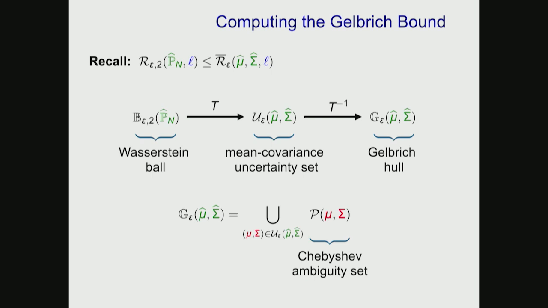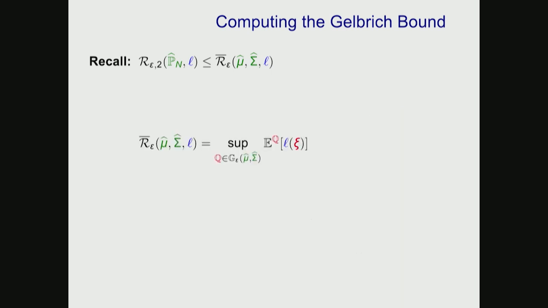Now let's assume for a moment that we denote by P(mu, sigma) yet another ambiguity set. I call this a Chebyshev ambiguity set because it contains all distributions that have a given fixed mean vector mu and covariance matrix sigma. These are the quantities that are available in the Chebyshev inequality. So we can express the Gelbrich hull as the union of all Chebyshev ambiguity sets over all mu and sigma in our uncertainty set U epsilon.